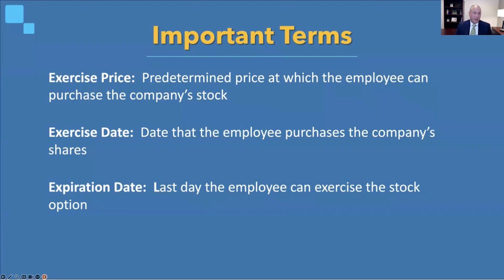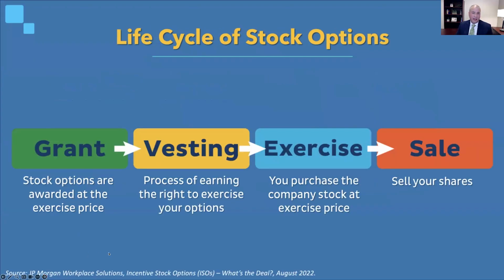I think this next slide just orients you on the timeline and sequence of events on stock options. Again, grant, when you're notified, and the starting point for the vesting calculation, however that works. Options vest, you can potentially exercise, and then there's a sale. And again, we'll walk through an example.